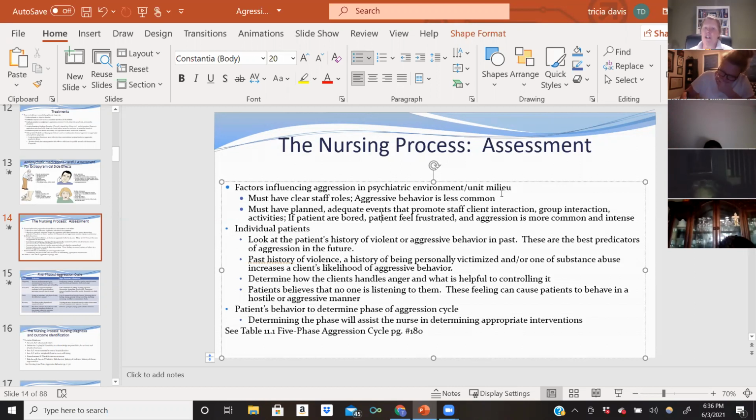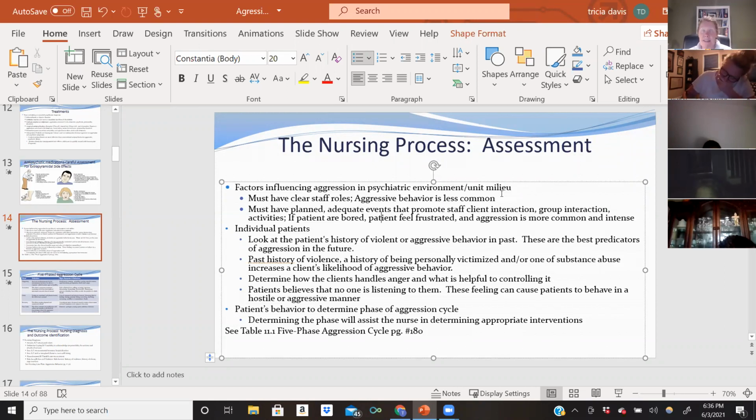And then we want to determine how our clients handle anger and what is helpful in controlling it. We've been talking about this: one of the ways we can gauge our patient's stress and how they're going to handle something is to determine how they've handled things in the past. Talk to them about it. What is helpful? What do they normally do when they feel like they're getting hostile? Do they have a certain regimen they like to do? Do they count to 20? Do they take 10 deep breaths? What is helpful for them? And what have we seen them do when they're in that hostile environment?